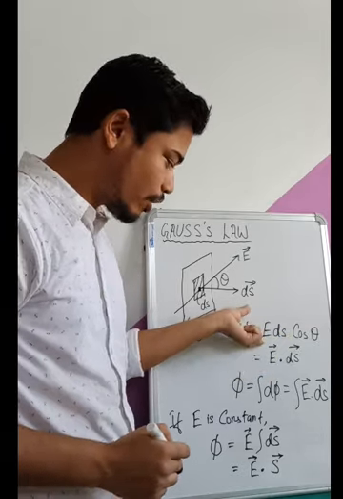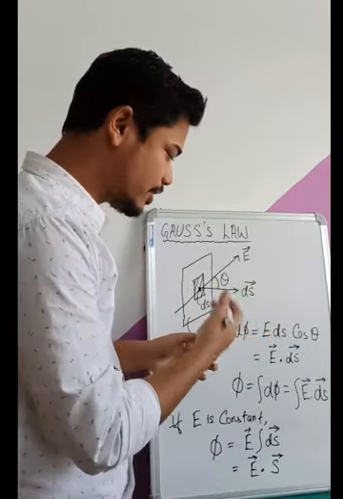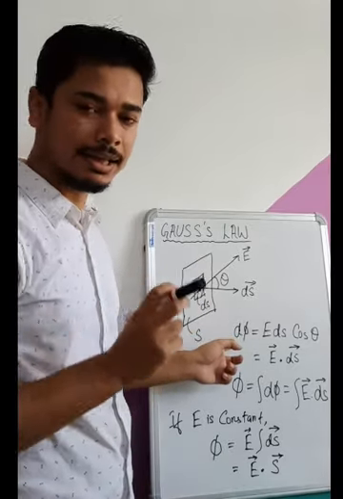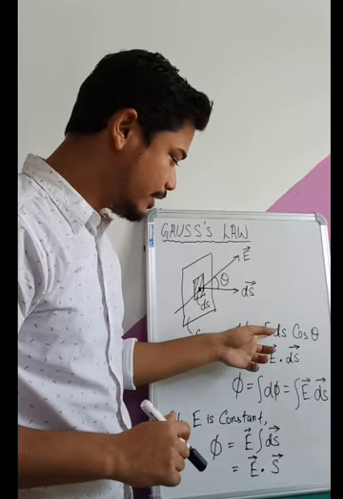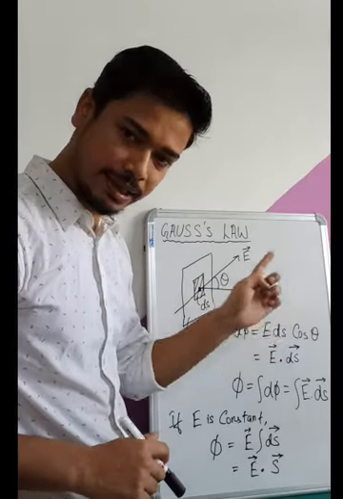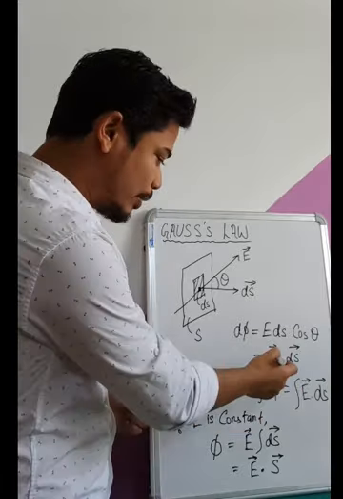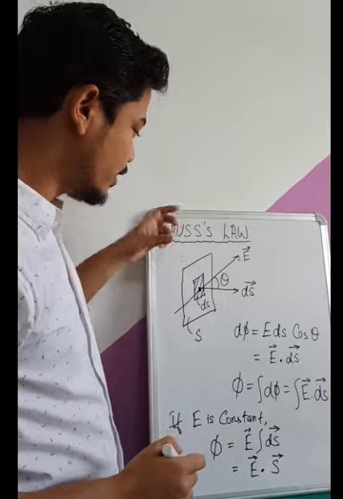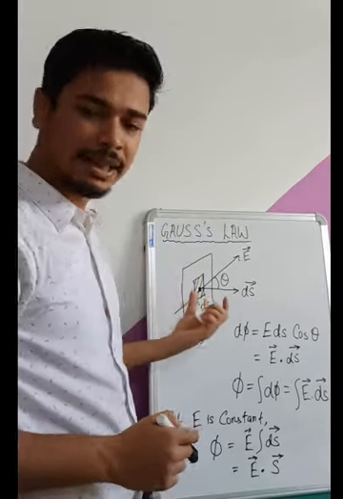We have already studied this formula, so we are just writing it to quickly revise it. So d phi, which is the small electric flux linked with this surface, becomes d phi is equal to E ds cos theta. Now this is nothing but E dot ds, so what we have derived is d phi is equal to E dot ds.